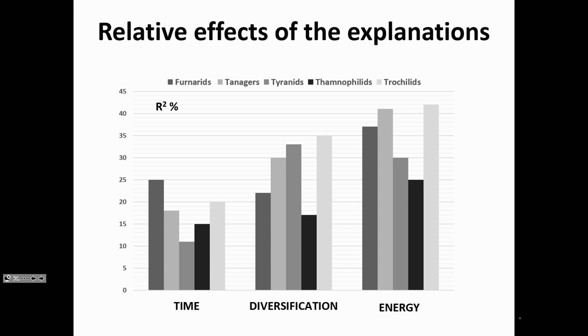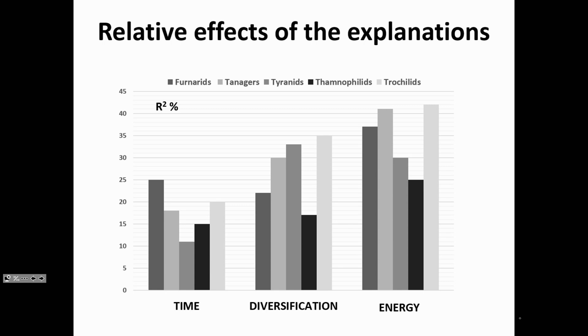Here we have the amount of explained variation in species diversity or species richness by time, diversification, and energy. And you see that energy seems to be the most influential factor, followed by diversification and time. And even though time is the least influential one, it still explains about 15% of the variation in regional diversity. So we see that all 3 explanations apply, but they differ in the magnitude of their effect, right? Some are more important than the others. What's also interesting is that when you compare the results for the 5 groups of birds, these relative differences are consistent. So in all 5 groups of birds, it seems that energy is the most important factor, followed by diversification and time.